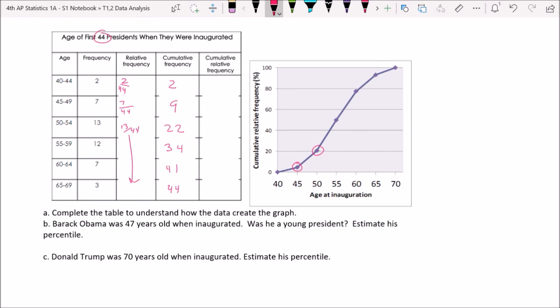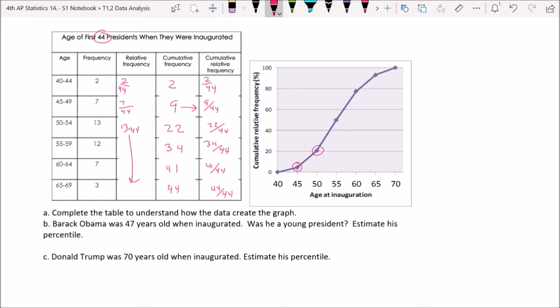Now, when I do the cumulative relative frequency, it's going to work very similarly because 2 out of the 44 presidents were 44 or younger. And now I'm going to pull the cumulative over. So now 9 out of the 44. And if you want to turn that into a percentage, you totally could. And then 22 out of 44, so that's half the presidents were 54 or younger at inauguration. 34 out of 44, 41 out of 44, and 44 out of 44.